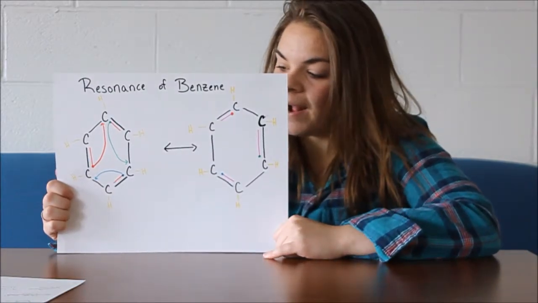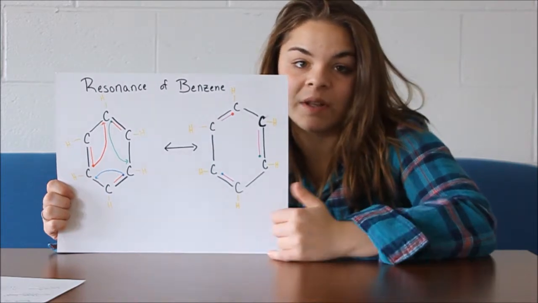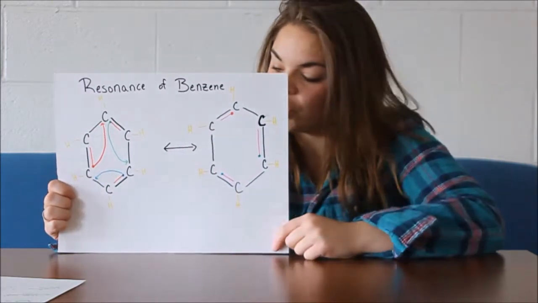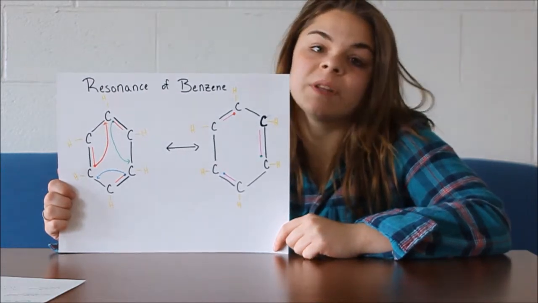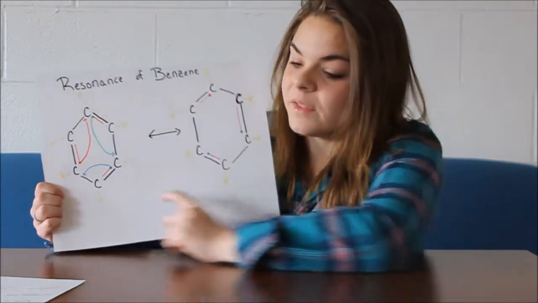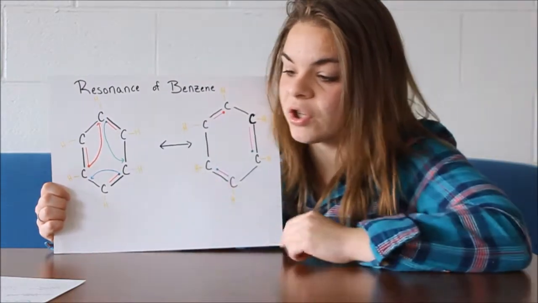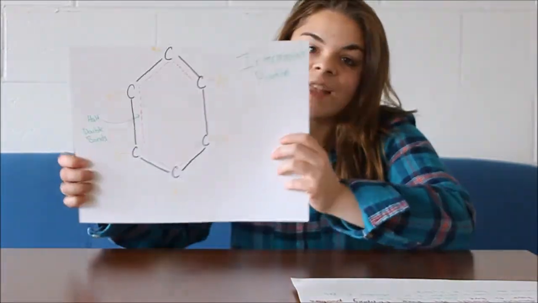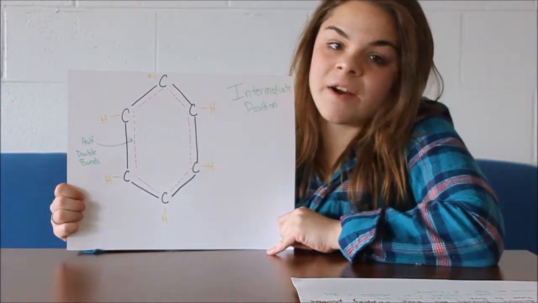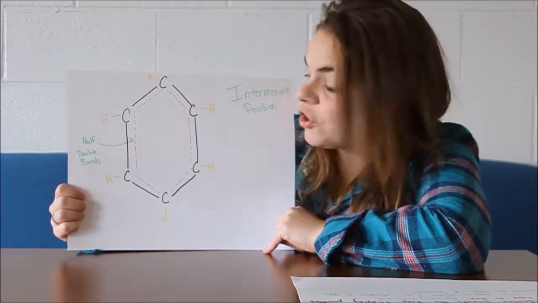We have double bonds that keep flipping positions because this molecule is never really in structure 1 or structure 2, but in a hybrid of both. It's always between these two structures. This double-headed arrow is used to show that the structures on either side are resonance contributing structures. This is a hybrid of benzene, or the intermediate position between structure 1 and structure 2.